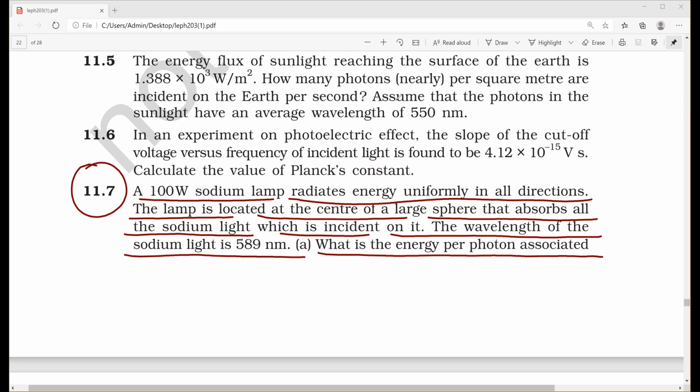This is part A. Next, part B: at what rate are the photons delivered to the sphere, they have asked. So they have asked two parts, A and B, in this, and both have to be solved separately. So 11.7 we are going to solve. Let us see how to solve that one.